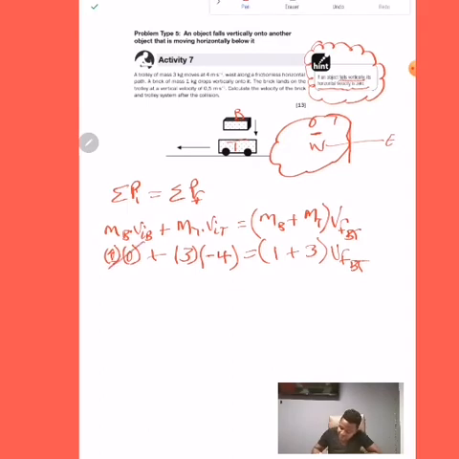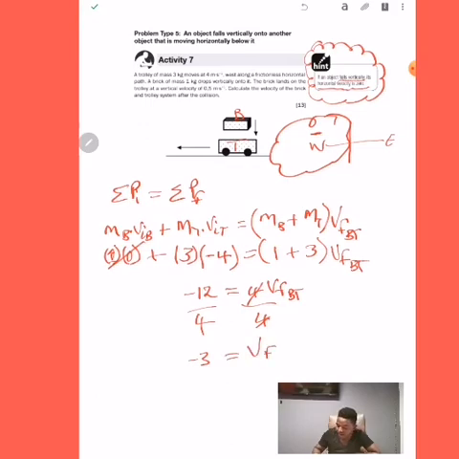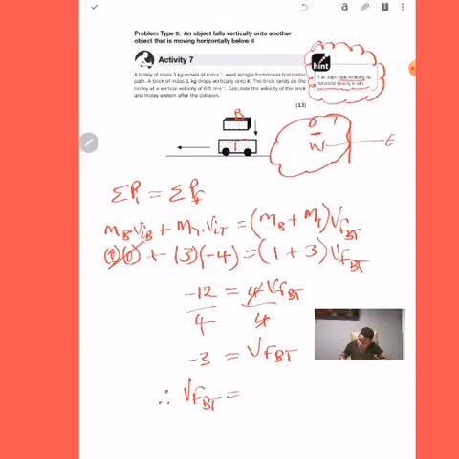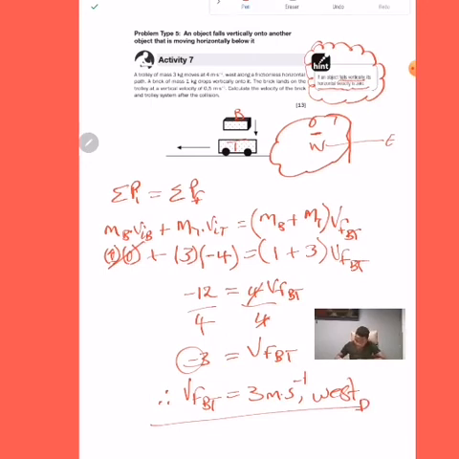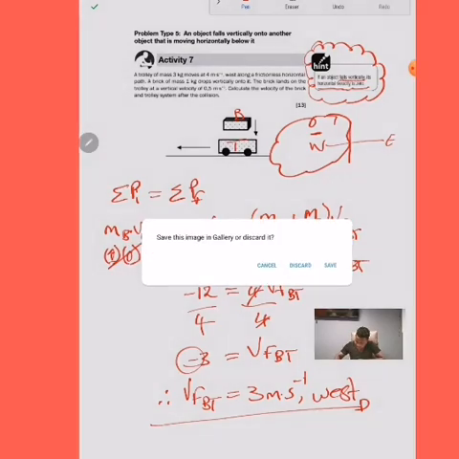So this is a 0. We will have negative 12 equals 4 VFBT. So here we will divide by 4. 12 divided by 4 is negative 3, equals VFBT. So therefore, our final velocity for the brick-trolley system is 3 meters per second west, as our answer was negative, so it will be moving to the west. So yeah, that was our last problem.